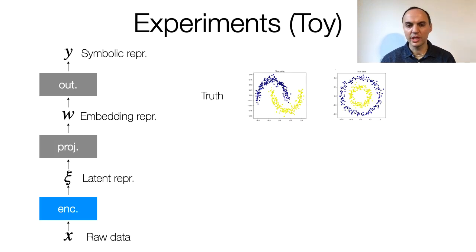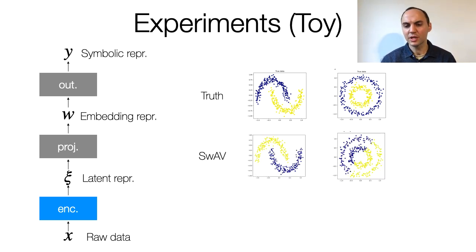So for the toy cases, we consider two datasets which are really simple in 2 dimensions. And here what we see is that the dots correspond to a particular sample, and the color of the dots gives us information that those samples with the same color should have the same symbol, should belong to the same cluster, to the same class.